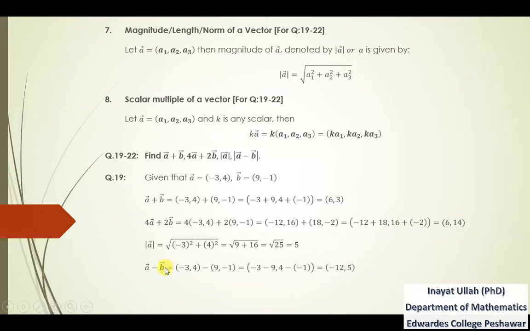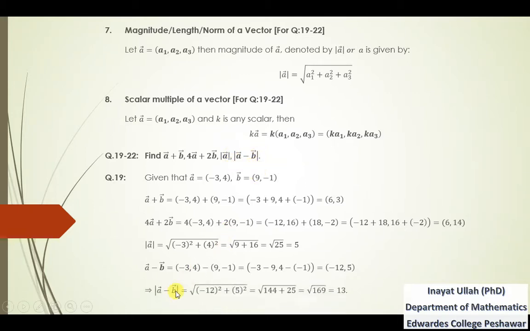So a minus b is equal to this a vector minus this b vector, that is minus 3 minus 9 comma 4 minus minus 1. Minus 3 minus 9 is minus 12, and 4 plus 1 is 5. That is the a minus b vector. But we need to calculate the magnitude of a minus b.